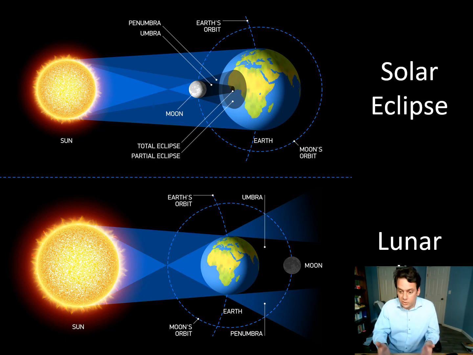So as you can imagine, total lunar eclipses are more common than total solar eclipses, just because the Earth's shadow is much larger relative to the moon than the moon's shadow is relative to the Earth.